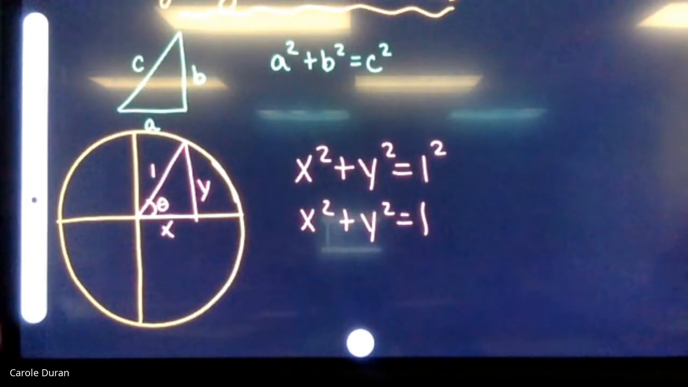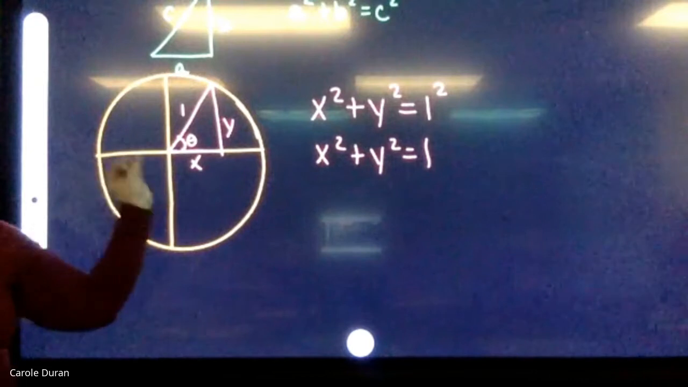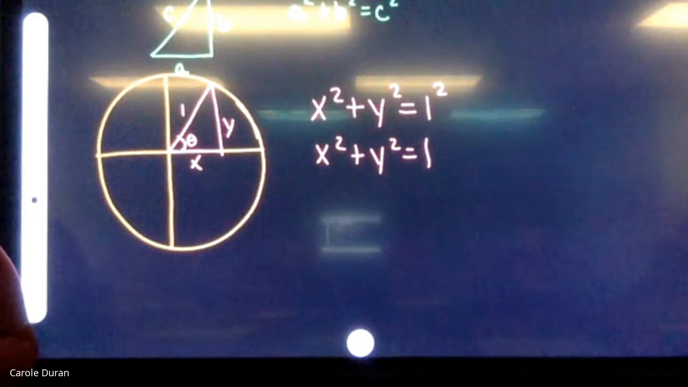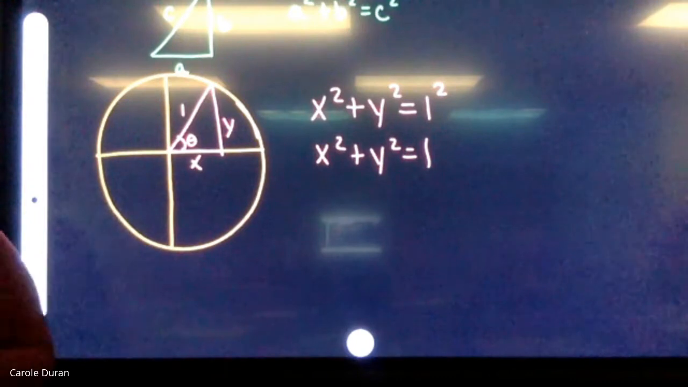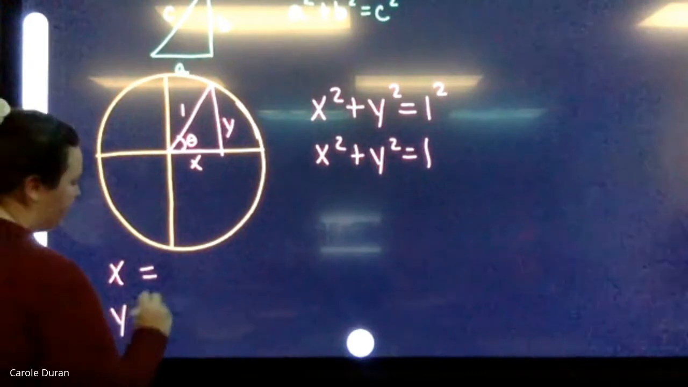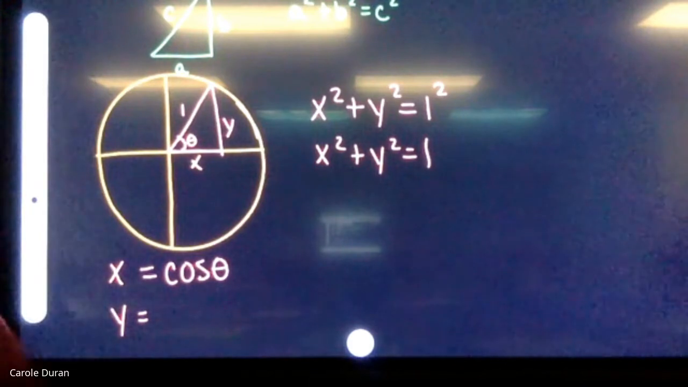Are we okay with that? Do we see what I did? Yes, sir. So we can actually take this one step further. Because I know that the x of any angle within my unit circle is equal to which trig function? What does x equal, Jonah? Go back and look at your notes. What does x equal in terms of my unit circle? Cosine, good. Then what is y equal to?